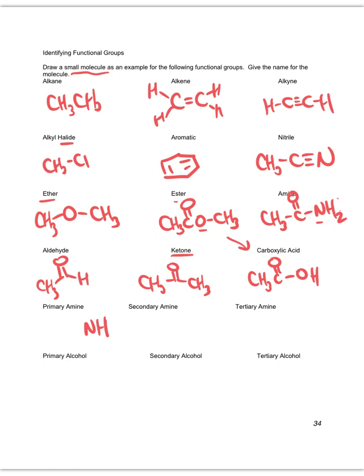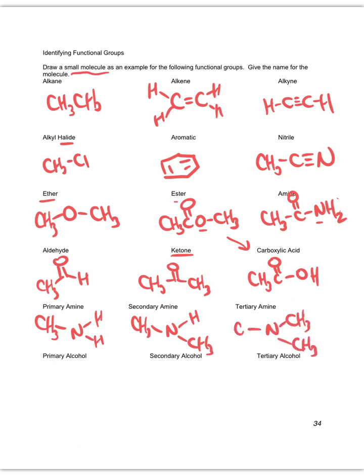A primary amine has a nitrogen with 1 alkyl group on it and 2 hydrogens. A secondary amine is a nitrogen with 1 hydrogen and 2 alkyl groups, and a tertiary amine has 3 alkyl groups. Those are the only 3 possibilities you can have for an amine: primary, secondary, or tertiary. It's just how many alkyl groups are on that nitrogen.